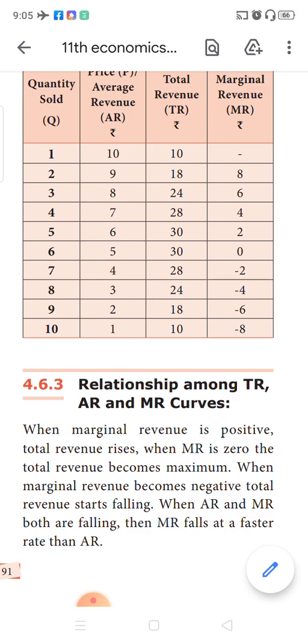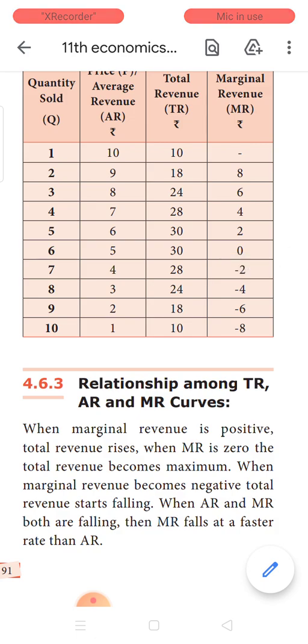Now, again let me repeat it. When marginal revenue is falling down from 8, 6, 4, 2, just observe the nature of TR. TR is increasing. When marginal revenue becomes zero, total revenue is at the maximum. When marginal revenue becomes negative, TR starts to decline. That is from 30, 28, 24, 18, 10, it keeps on declining. This is the relationship between TR and MR.